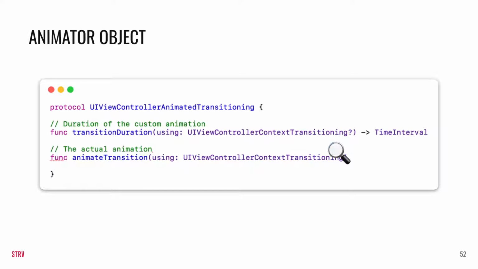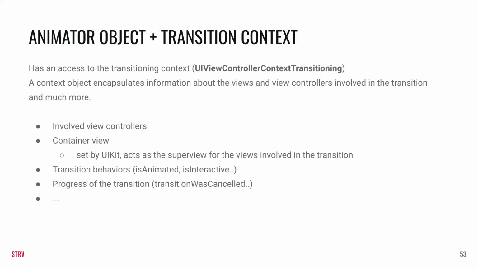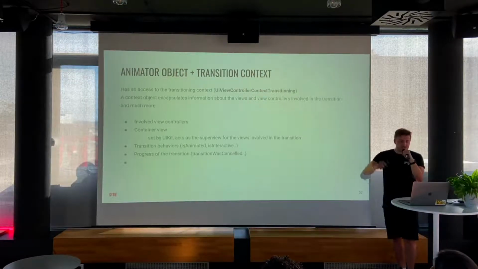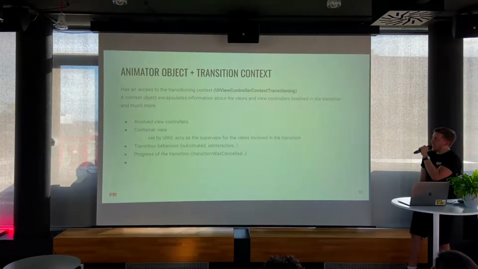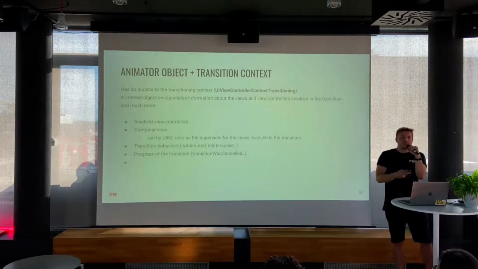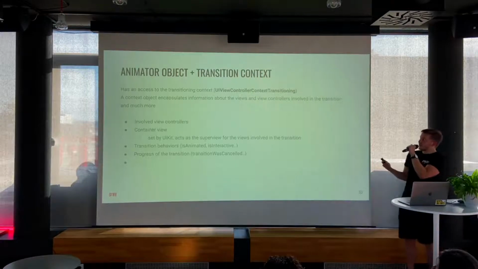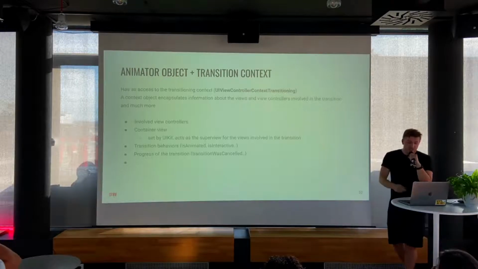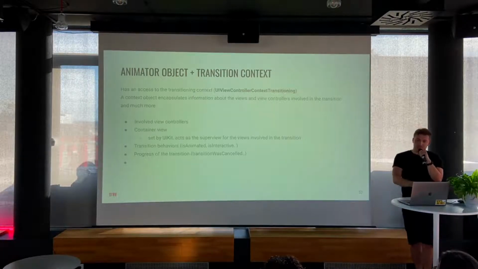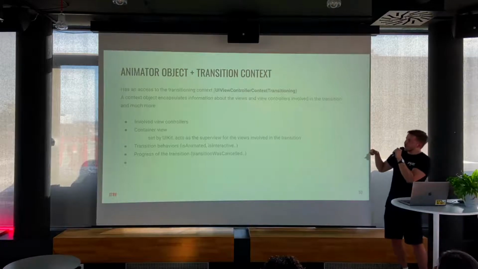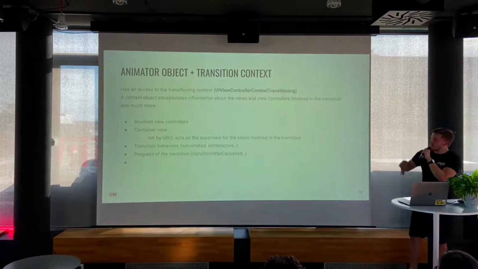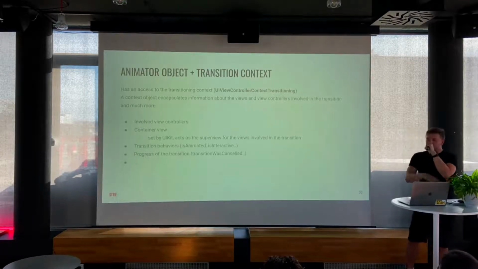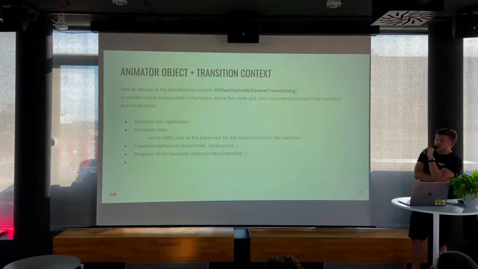And I want to show you this object here. It's quite important because every animator object has access to this transition context. And it's simply some kind of data structure or object that is provided to the animator by UIKit. And it's quite clever. Thanks to that, the object has access to both involved view controllers, the container view, which serves as a superview for the whole transition, and much more different interesting properties.